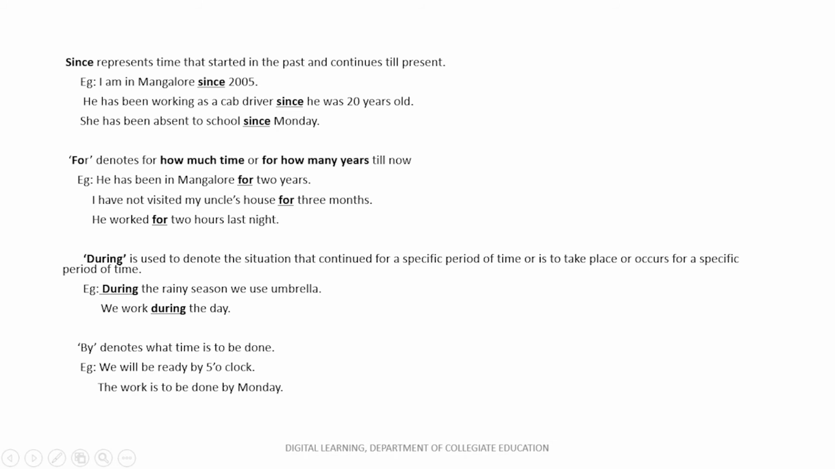By denotes what time something is to be done. We will be ready by 5 o'clock. When you are referring to a time like 5 o'clock, a specific hour, then you can use by. These are all the prepositions that are used when you are referring to time.